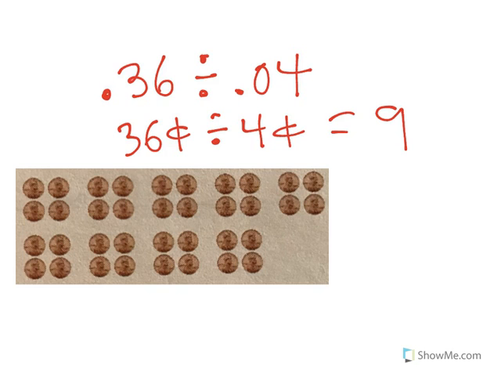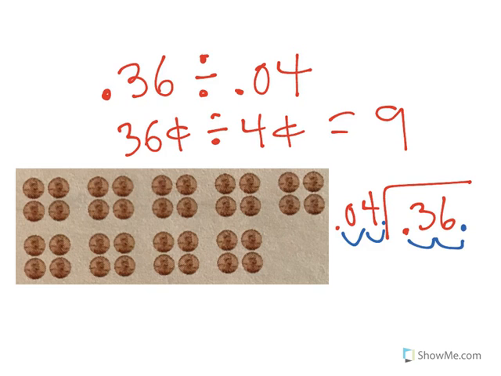If I wanted to do the division, we can set up our problem like this. 0.36 divided by 0.04. I know that I need a whole number on the outside, so I'm going to move my decimal point twice. I'm going to move my decimal point twice on the inside, bring it straight up to the top.